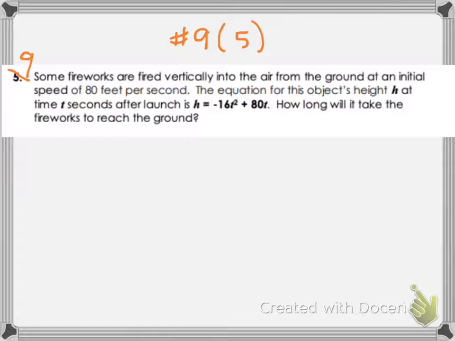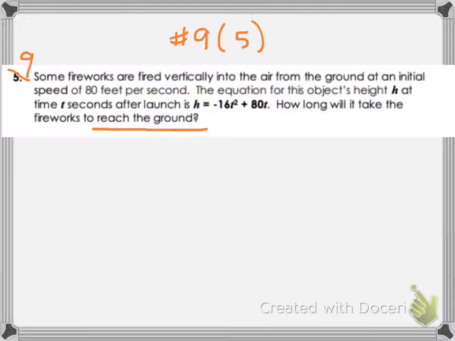Okay, so some fireworks are fired vertically into the air from the ground at an initial speed of 80 feet per second. The equation for this object's height, h, at time t seconds after launch is h equals negative 16t squared plus 80t. How long will it take for the fireworks to reach the ground?